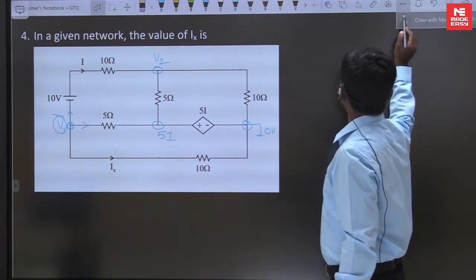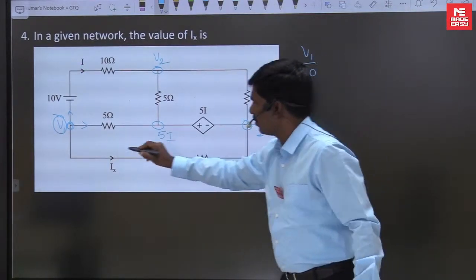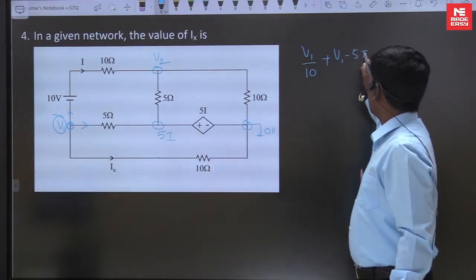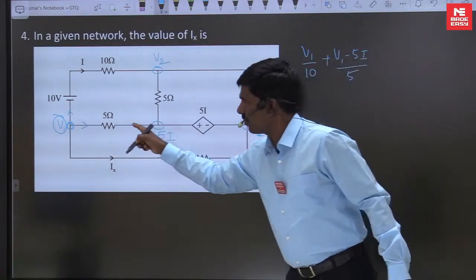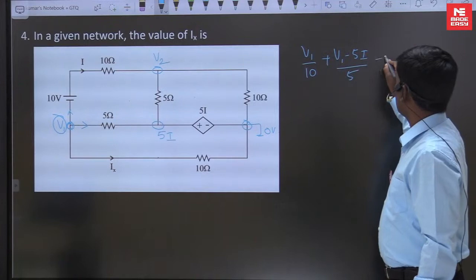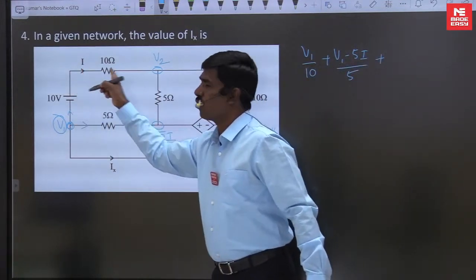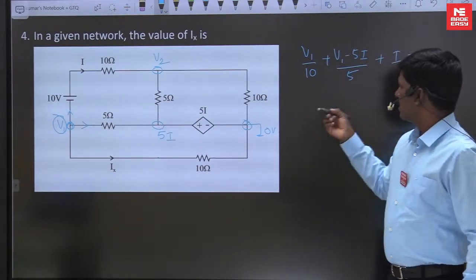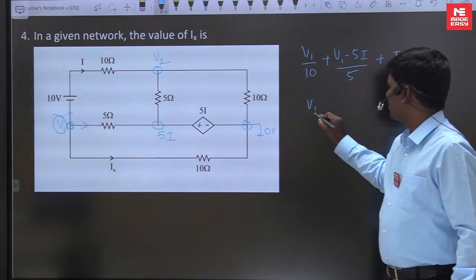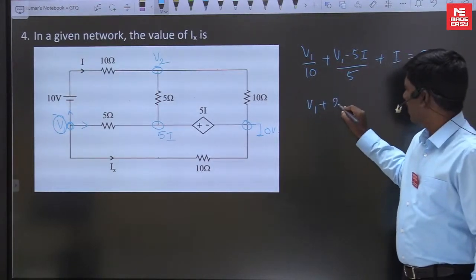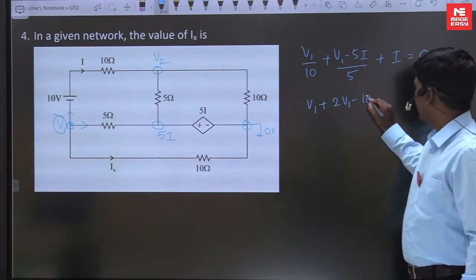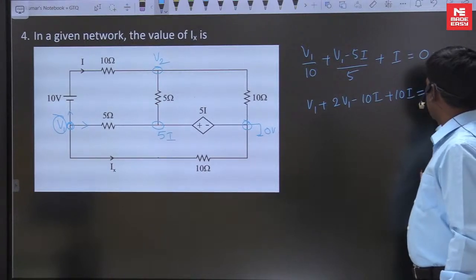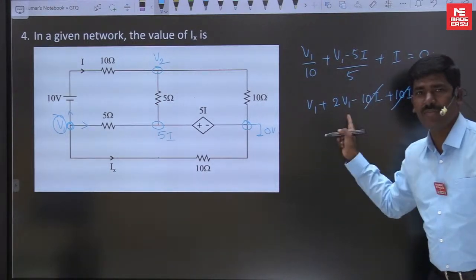V1 by 10. Ix value, V1 minus phi I upon 5 ohms. Here 5 ohms, V1 minus, directly I write directly, I is outgoing, is equal to 0. Correct? KCL equation, simplified. Here is V1. LCM is 10. 2V1 minus 10I, here 10I is equal to 0. 10I gets cancelled. Check it. 3V1 is equal to 0.